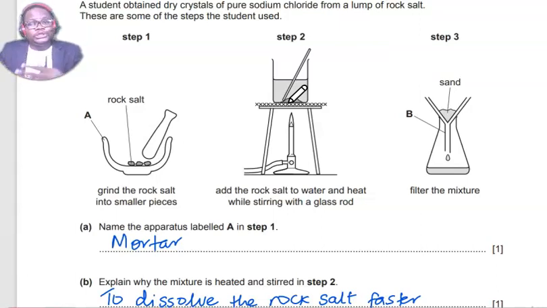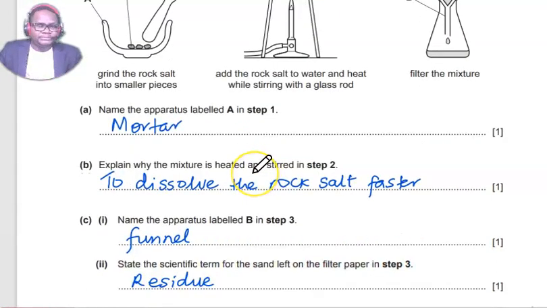And so the dissolution may be slow because the rock salt is in block form. So there is a need to grind, there is a need to let it dissolve faster. So how do you let it dissolve faster? You need to increase the temperature of the solution, and that is why it is heated. And of course, stirring can also increase the rate at which a substance dissolves in a given solvent.